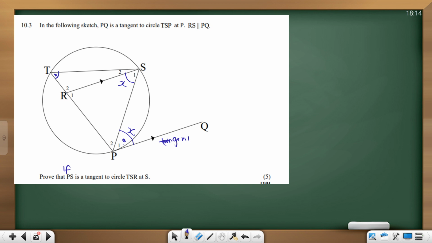Co-interior what? But if you use co-interior angles, how are you going to work it out? Because co-interior angles will include all of this. It might work, but I don't know if it would, because I don't even know what P2 is. But it doesn't stop you from trying. We have that so far. I don't know angle T, but let's go your way. Let's make this Y, for example.